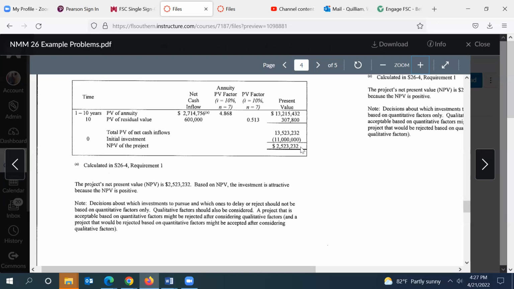So would you say invest? Yes. Net present value greater than 0. So we made a fair amount of pocket change off this. They remind us just here below that the project's net present value, again, is 2.5 million and change. Based on net present value, the investment is attractive because the net present value is positive. So we have a green light there to proceed.